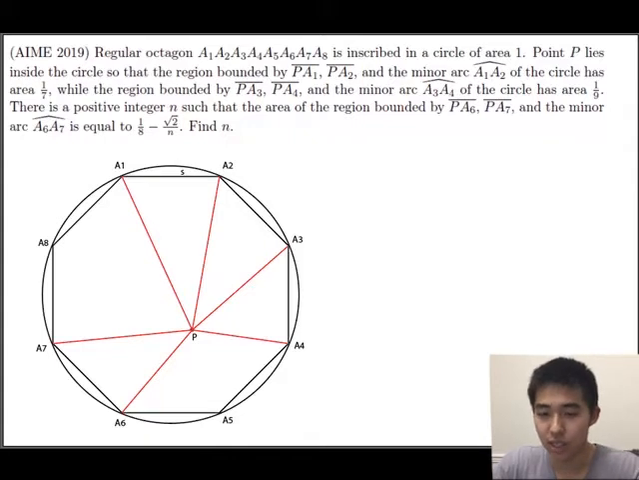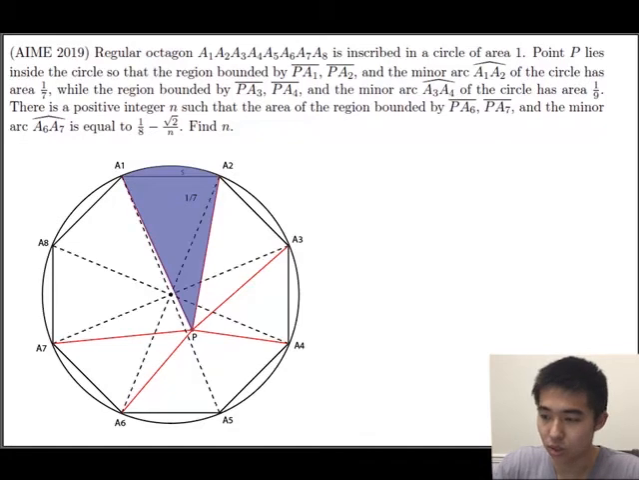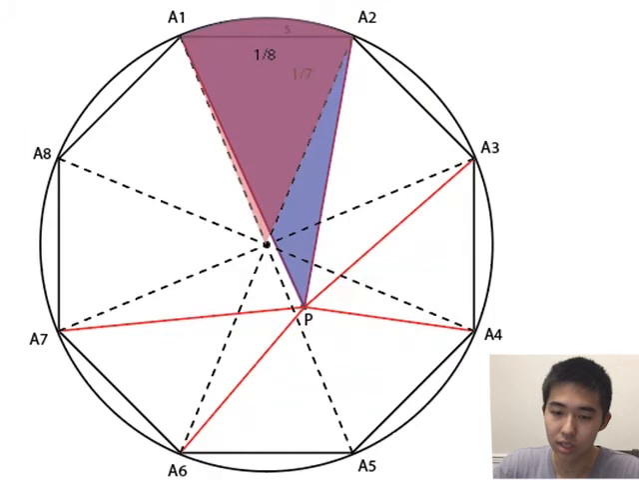And notice that since each of the side lengths are equal, then the area of the region bounded between the chord and the arc are also equal. So we have first that this area is 1/7. Now, notice that if we draw in the origin, or the center of the circle, and we call that point O, then the area of OA1A2 is 1/8 because it divides the circle into 8 equal parts.